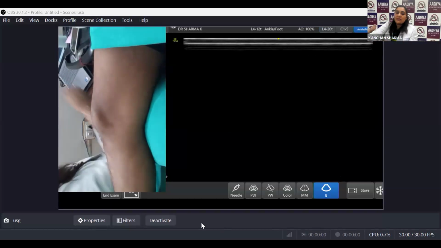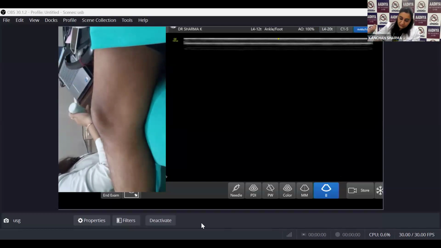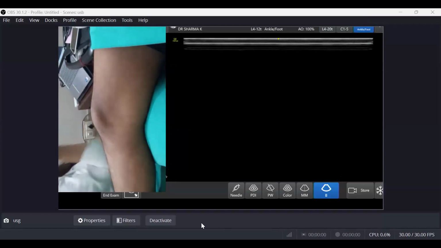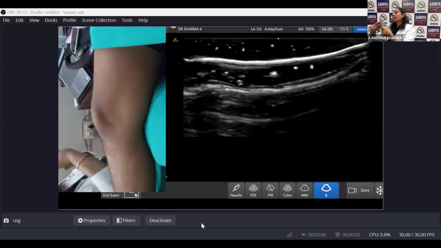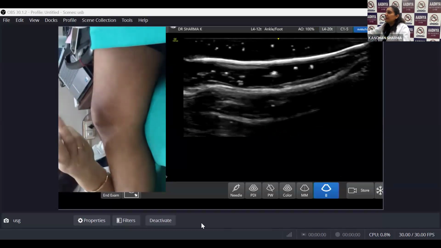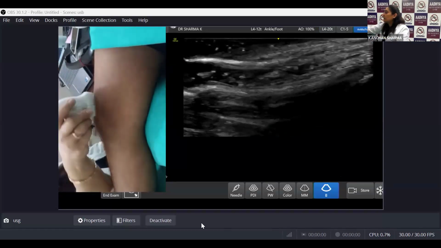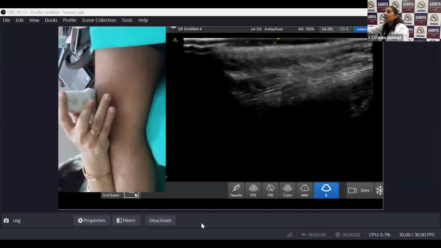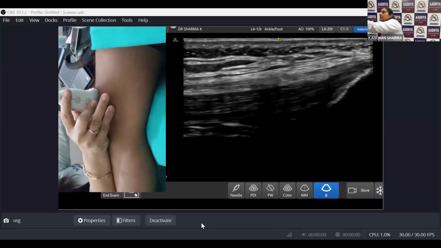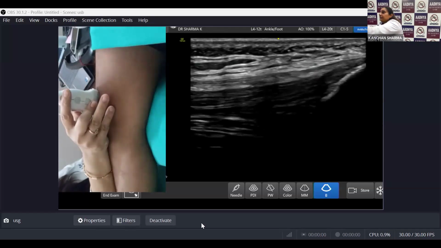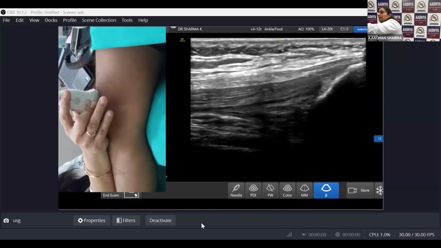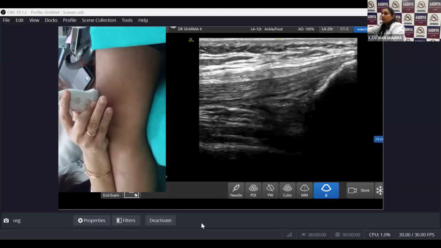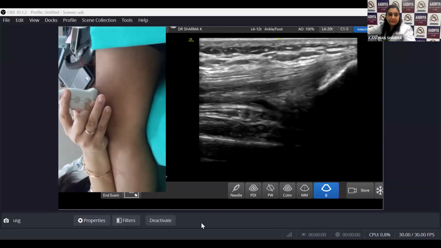So are you able to see the screen? Yes, ma'am. Who asked me this? This is Pratyush. Okay, Pratyush. So we have already seen this. Let me increase the depth, increase the gain, a little more depth. Okay, this is fine.